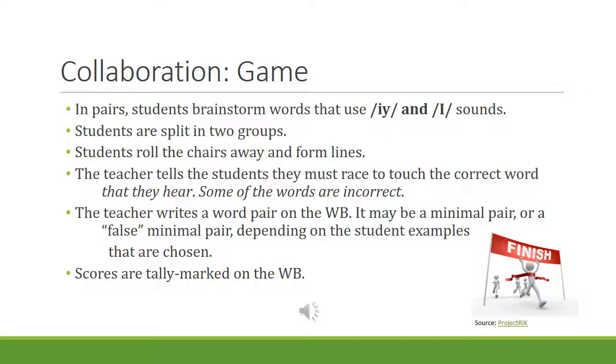Break the students into two groups and have them form two lines. In my own classroom, this is easy to do because the chairs roll away to the sides of the room. As the teacher, I would stand at the front of the room and write minimal pairs on the whiteboard based on the examples that the students gave me. The students would need to race each other to the front of the room and touch the correct word on the board that they hear.